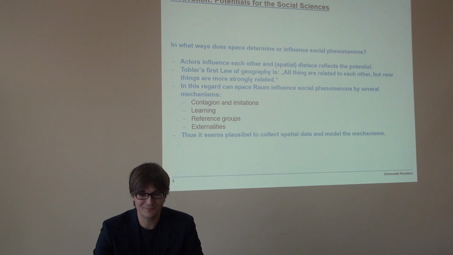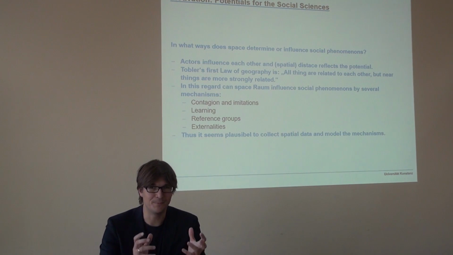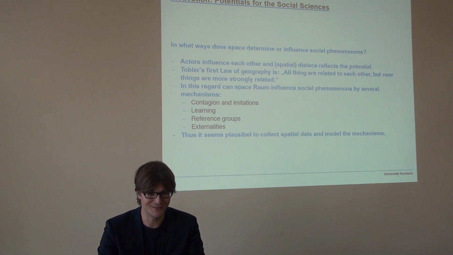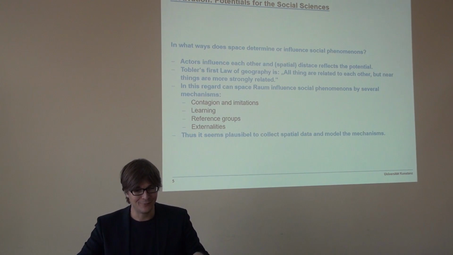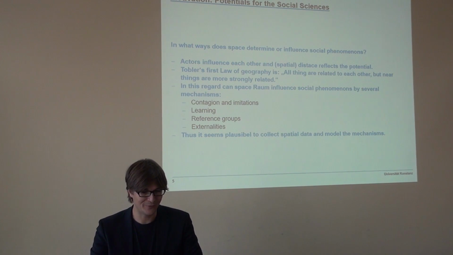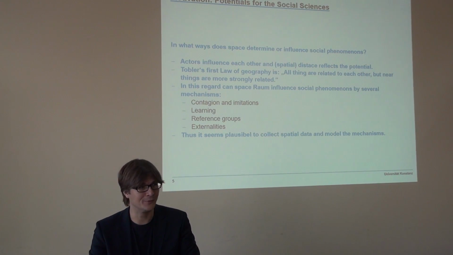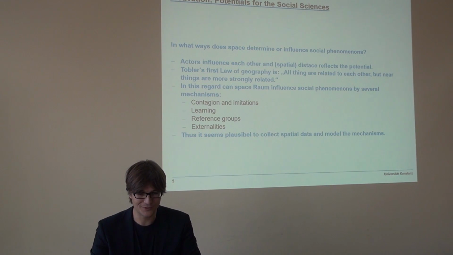And this is firstly because actors influence each other, and spatial distance reflects this potential. And this is exactly what's at the basis of all spatial statistical models, that all actors influence each other. And then this is the first reference in all of the spatial econometrics literature. Tobler's first law of geography is all things are related to each other, but near things are more strongly related. This is the core idea of this.